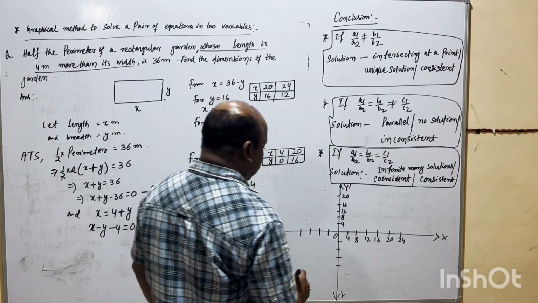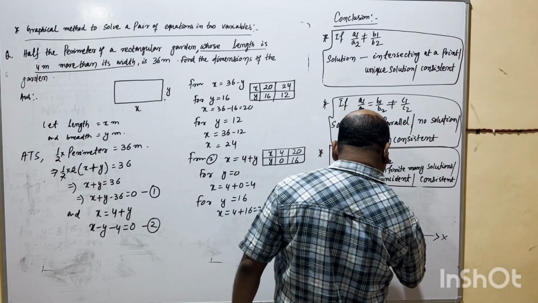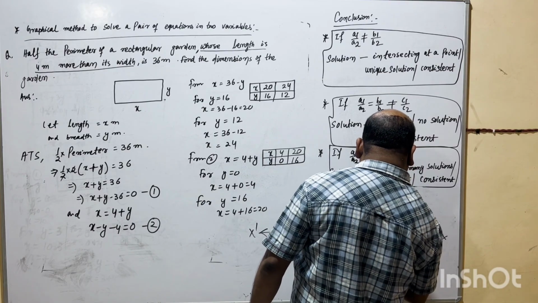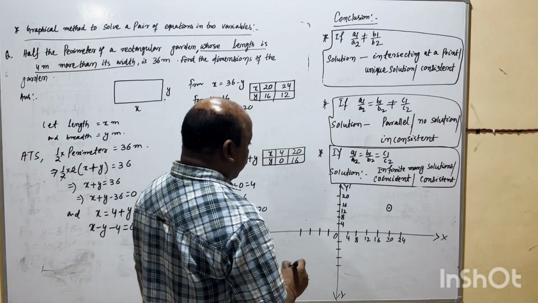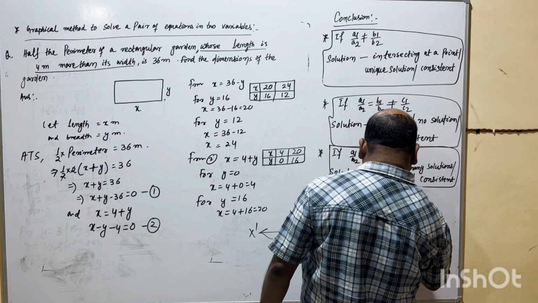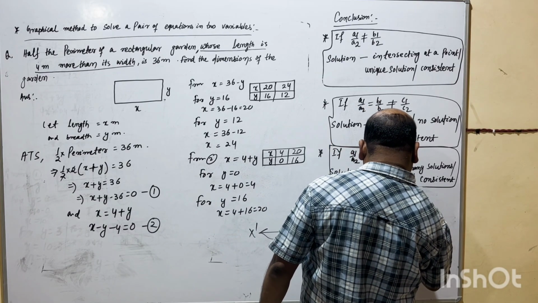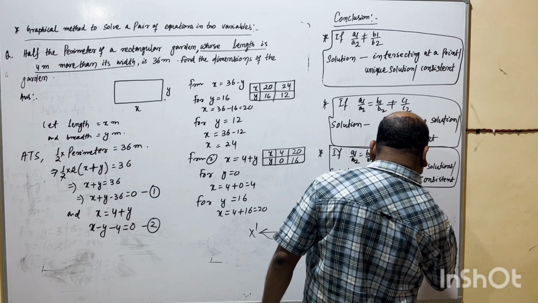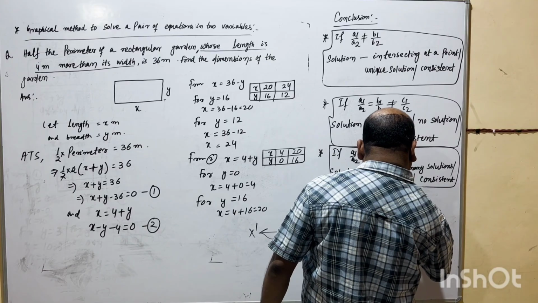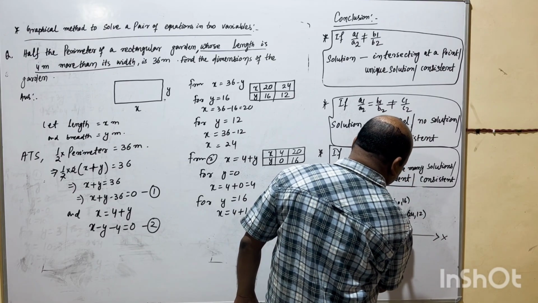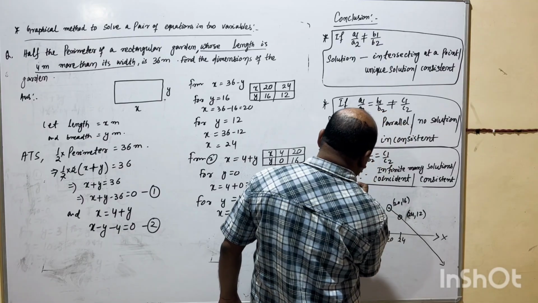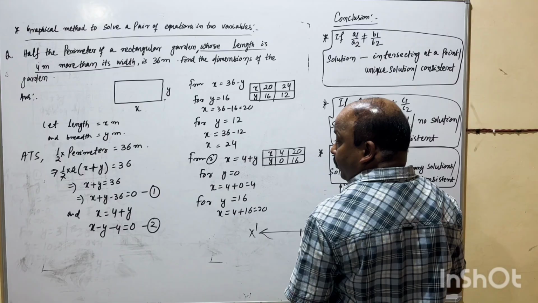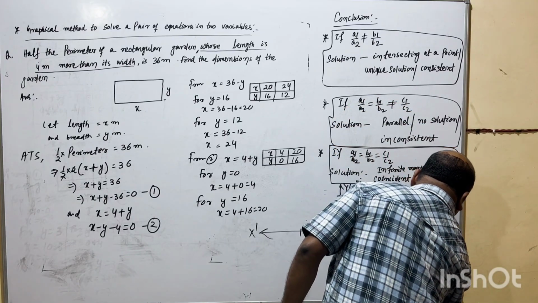Now plot 20 and 16. So this is a point, 20 and 16. And 24 and 12. This is the point 24 and 12. Now join the points 24, 12 and 20, 16. This line is x plus y minus 36 equal to 0.